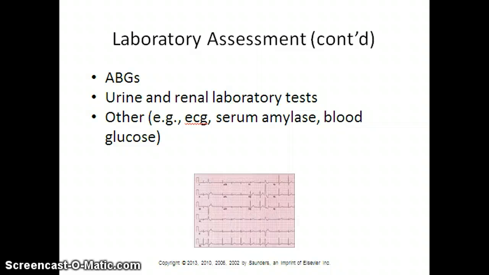Also, arterial blood gases are going to be important to watch for acid-base balance. Watching urine and renal laboratory tests, we want to make sure that our patient is excreting and able to clear or filter the anesthetic agent out, making sure that they're not too dehydrated. Other things to consider, ECGs, which is the picture on the bottom of this page. We want to make sure that our patient is in that normal state or as close to normal as possible. So we do want to be watching those, and we will talk more about laboratory assessment when we meet.